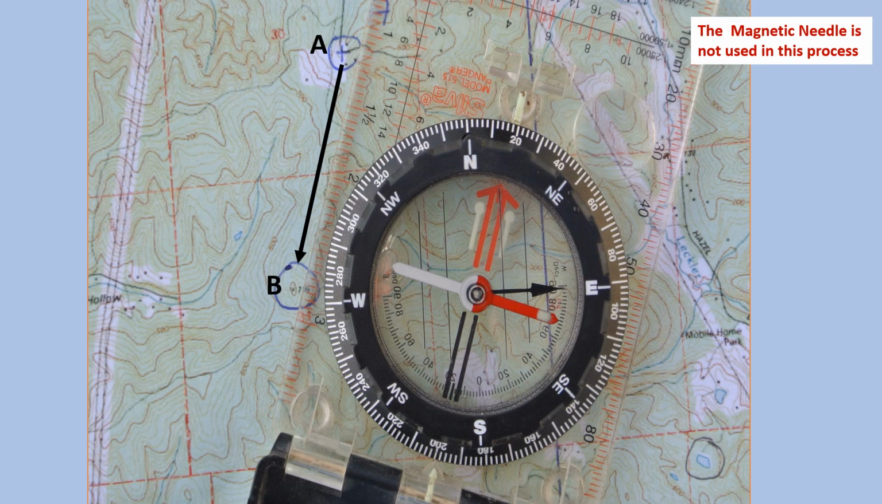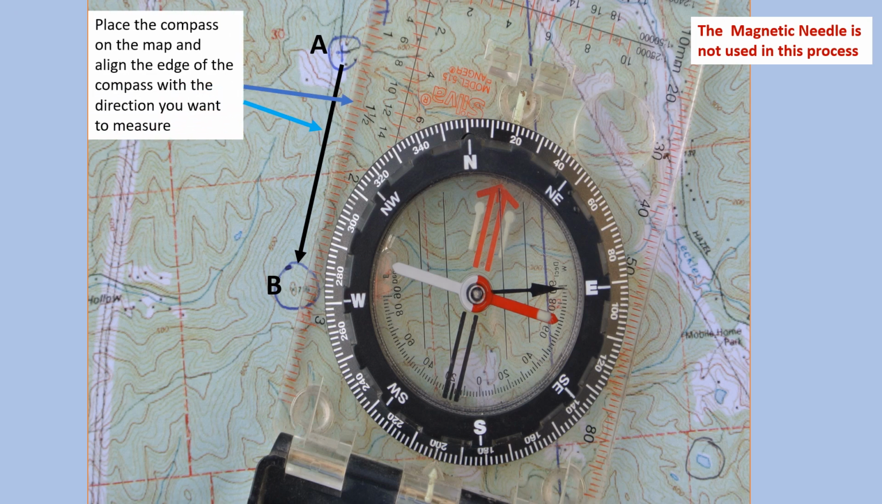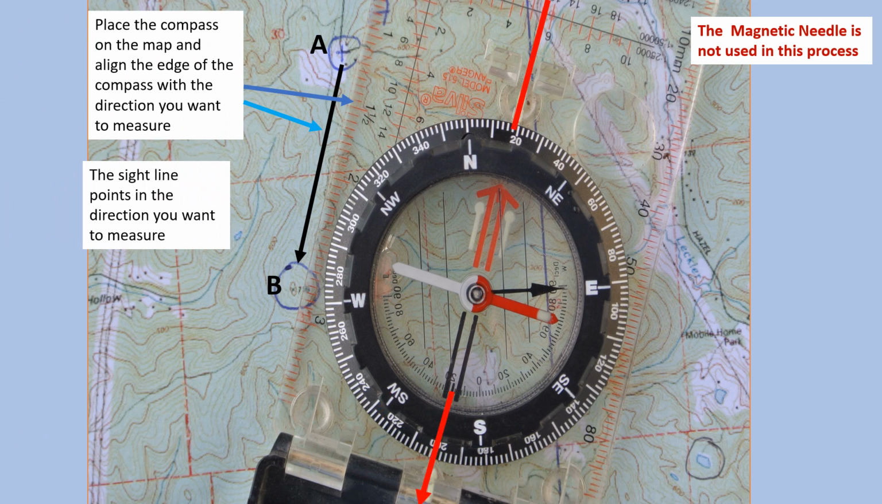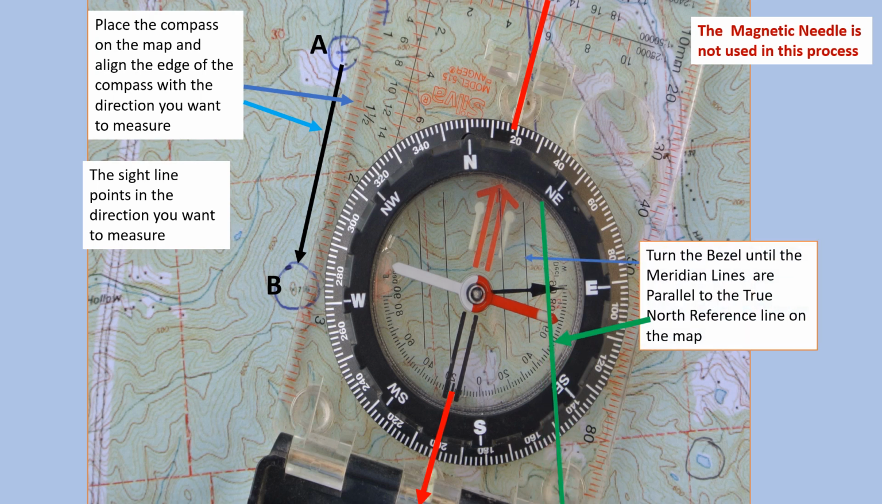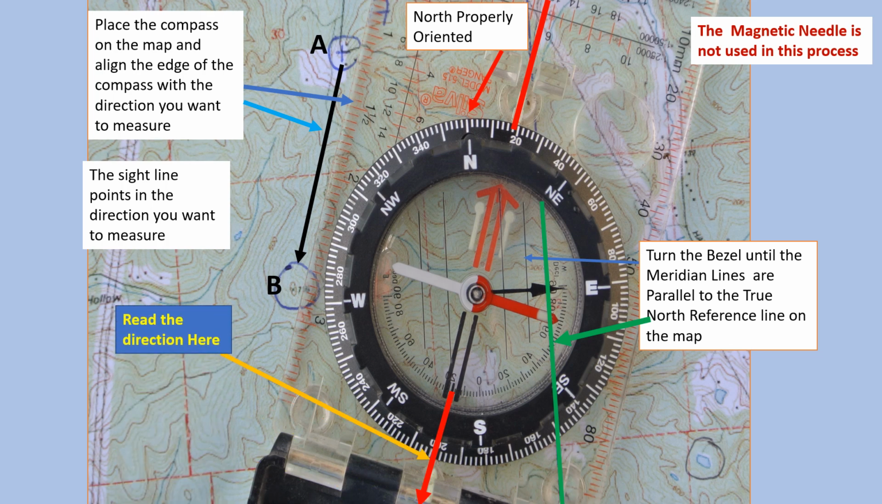Place the compass on the map and align the edge of the compass with the direction you want to measure. The sight line should point in the direction you want to measure. Turn the bezel until the meridian lines are parallel to the true north reference line on the map. Make sure your compass is properly oriented. Read the directions at the index pointer.